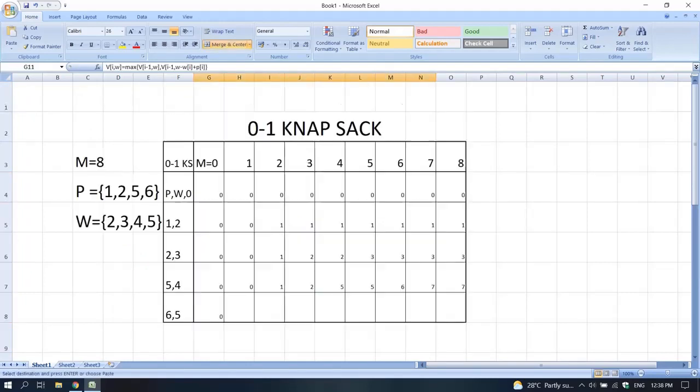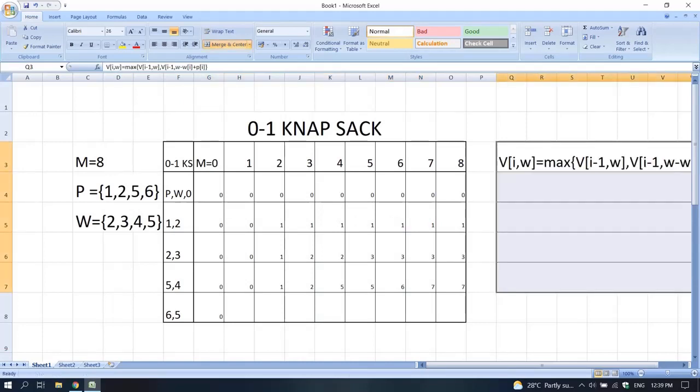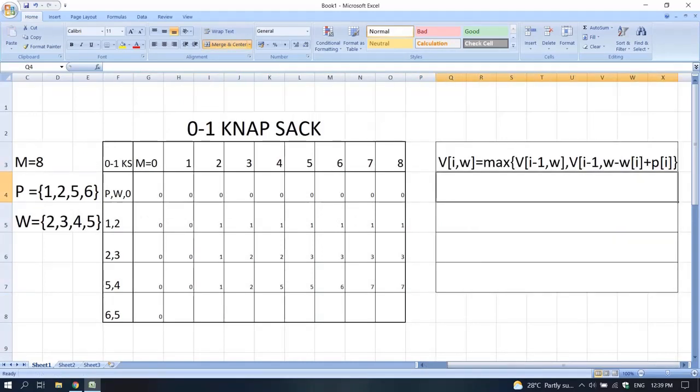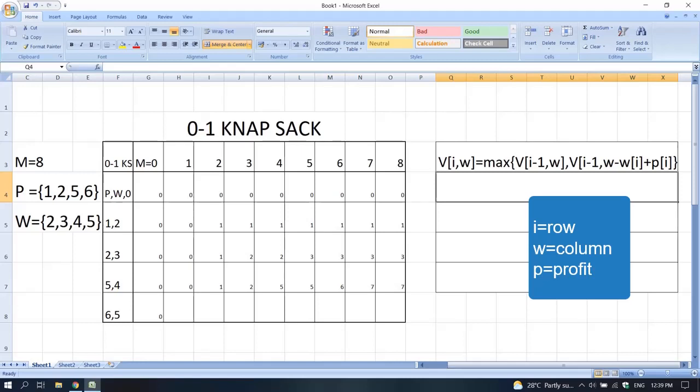Now I am going to tell you the formula. So this is the formula. For every cell V[i, W], we fill the cell with the maximum of V[i-1, W] and V[i-1, W-Wi] plus Pi. Here i is the row, W is the weight, which is the column, and P is the profit.